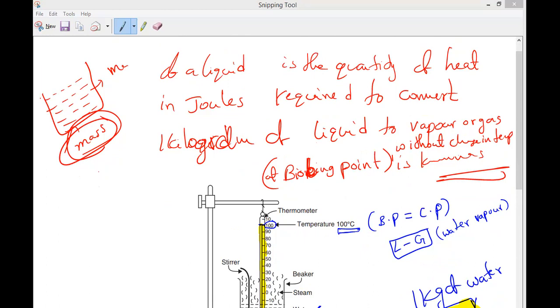Same way, now here, during the time, where will the heat energy go? That is my question. Anybody? To break the bonds, sir. To overcome the force of attraction between the particles.